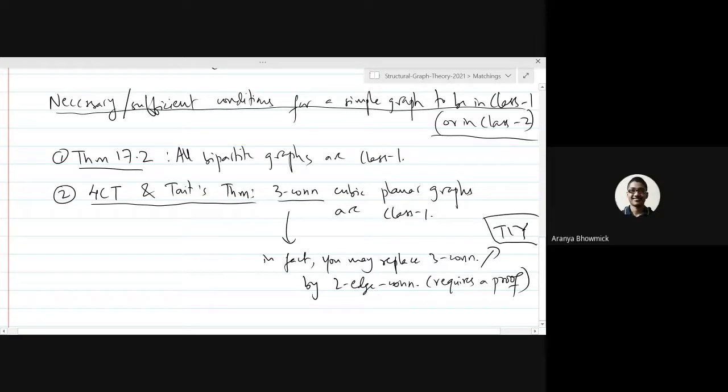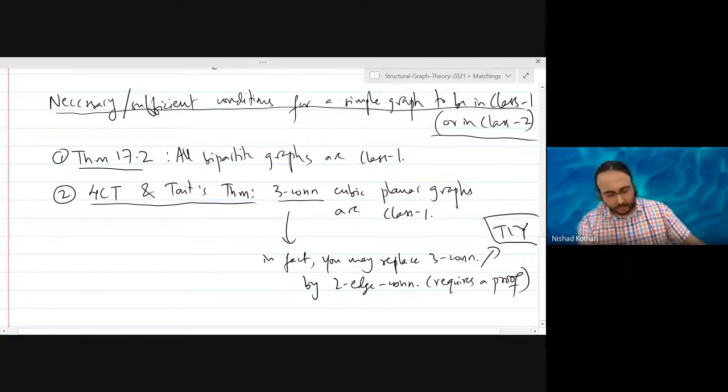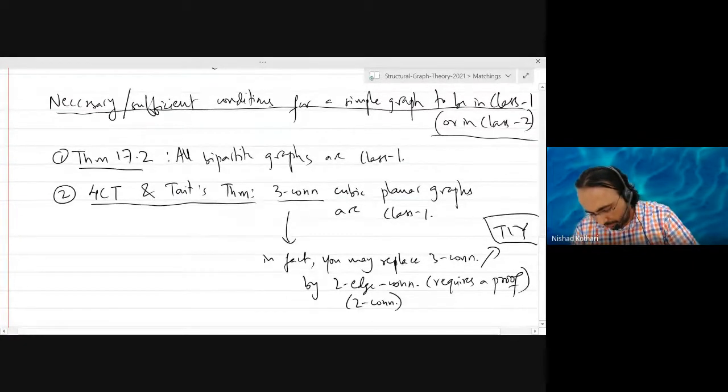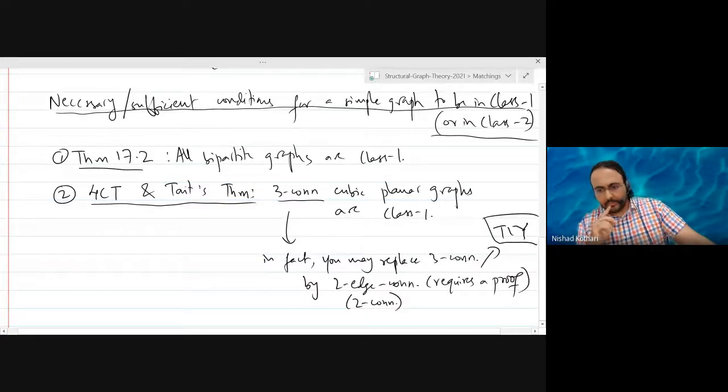Sir, why are you saying two edge connected, not simply two connected? Right, that is a good point, because in the case of cubic graphs, you have already proved in an assignment that two edge connected and two connected are the same. You showed that edge connectivity is equal to vertex connectivity. So you're right. I prefer to say two edge connected because I am more used to edge connectivity than vertex connectivity in certain contexts. But in the case of cubic graphs, they're actually the same.